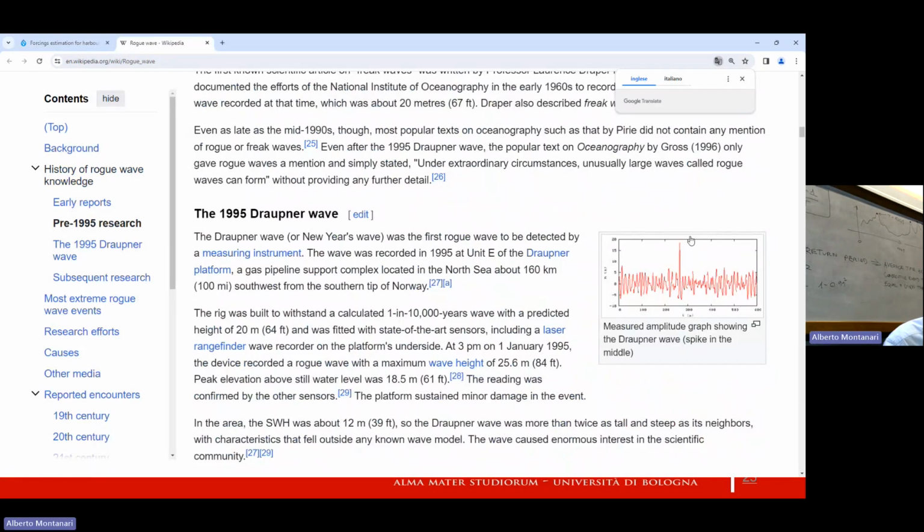Here you see a graph with this spike. It's unbelievable, it's a single wave. And this is in meters. So on average, waves with 5 meters high, then we got one of 20.